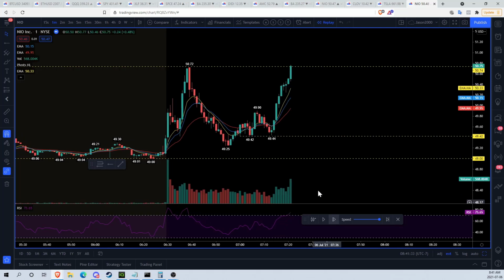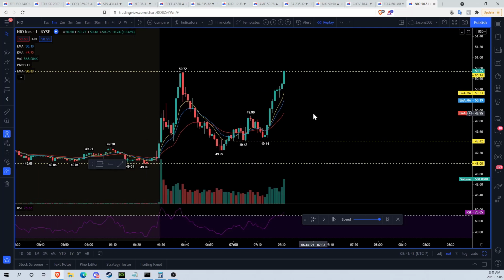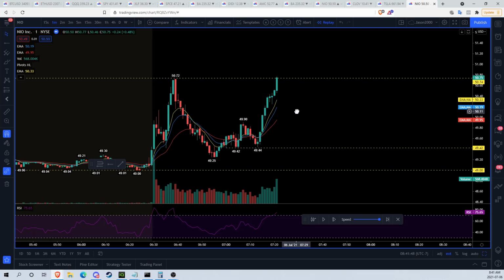So I took partial profits. I exited half of my position right at 50.72 just because it was too good to be true. And now we are in a very, very good position with one half of our position at 49.42 and the other half we've locked in our profits. So we have made money no matter what. Now the next step is going to be, when do we exit the second half of our trade?